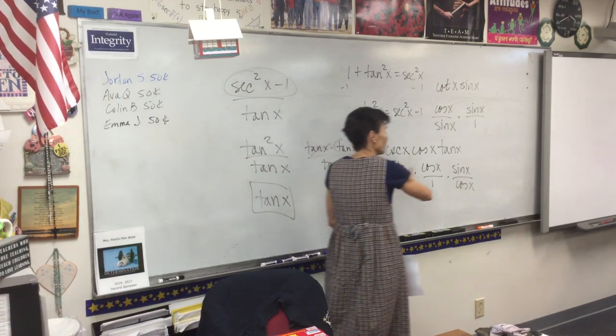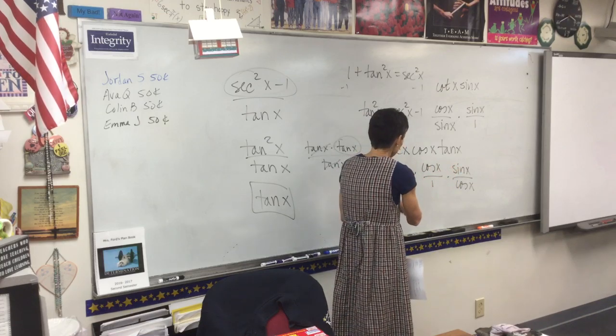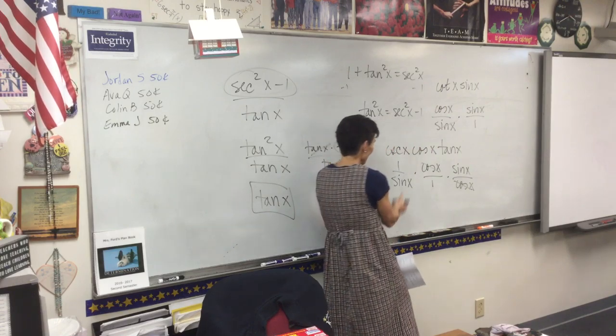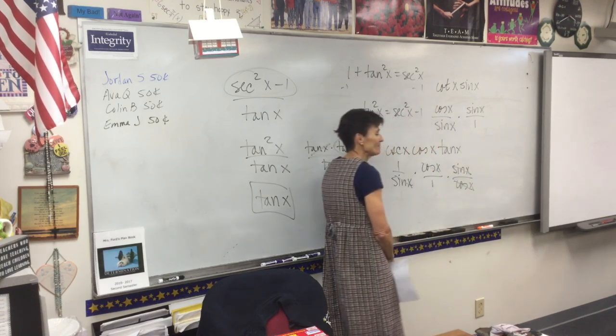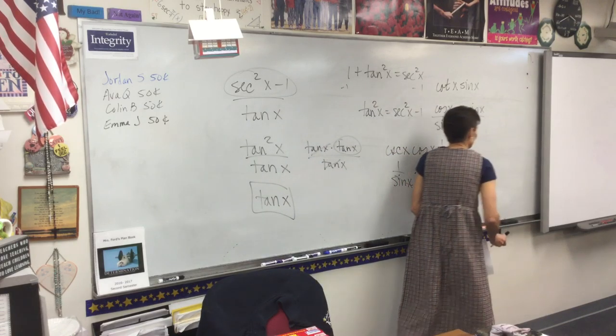This is a straight multiplication problem. So see this cosine, it'll cancel with that one, right? And that sine will cancel with that one? So the answer is 1. Very good. Very good.